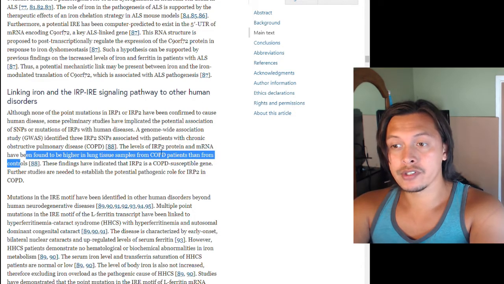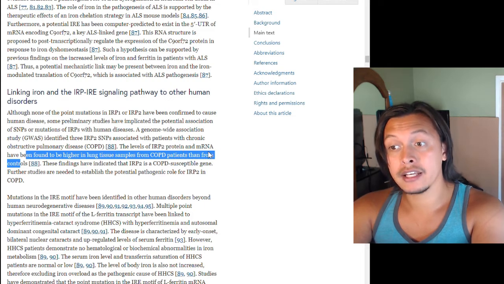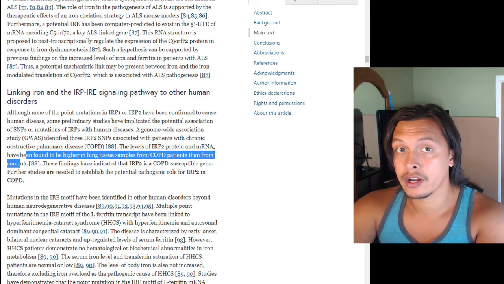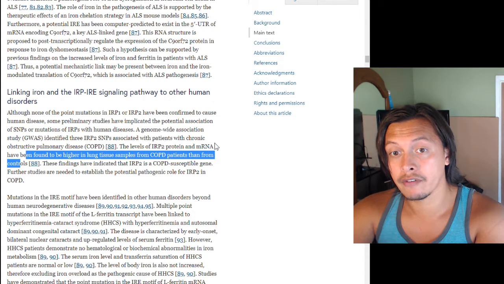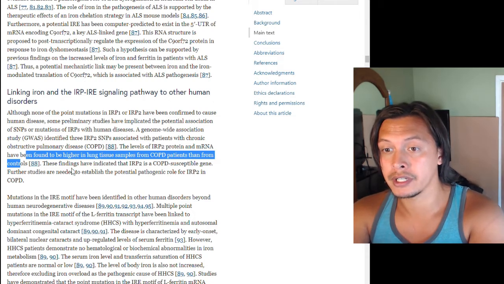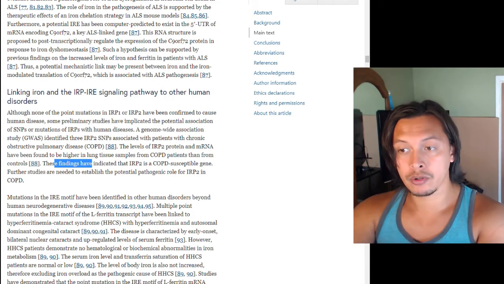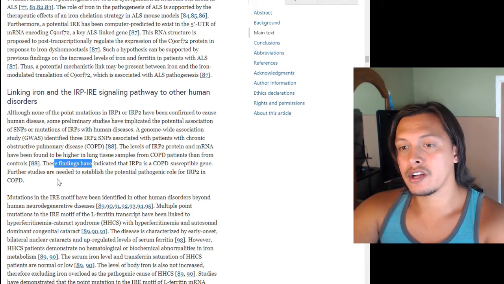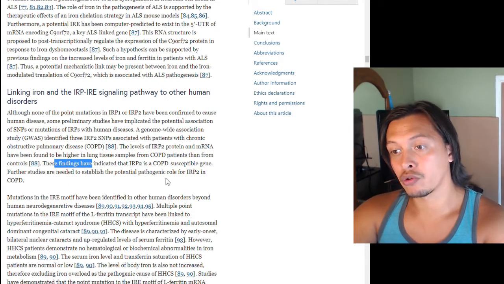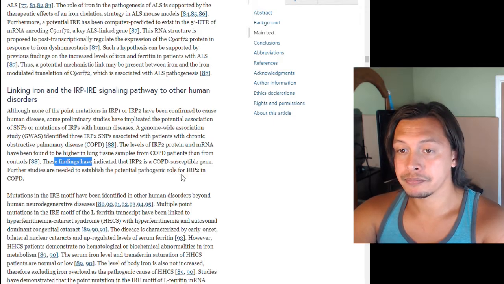So the levels of the IRP2 protein and the mRNA seem to be in higher concentrations in people with COPD. These findings indicated that IRP2 is a COPD susceptibility gene, and further studies are needed to establish the potential pathological role for IRP2 in COPD.